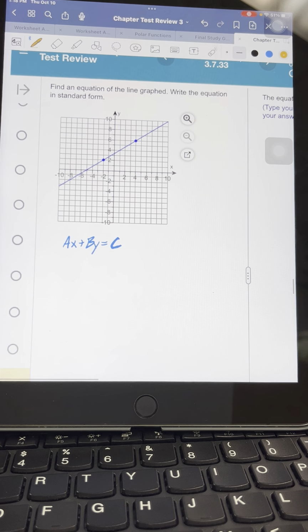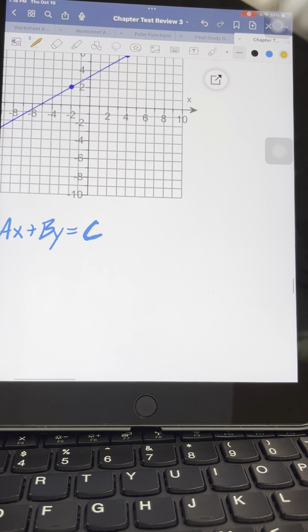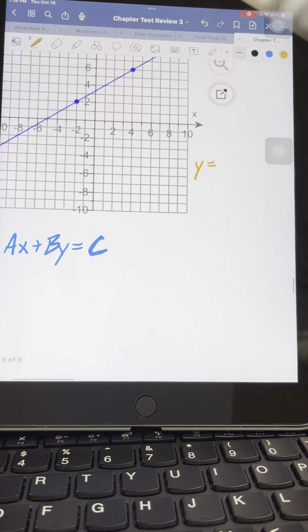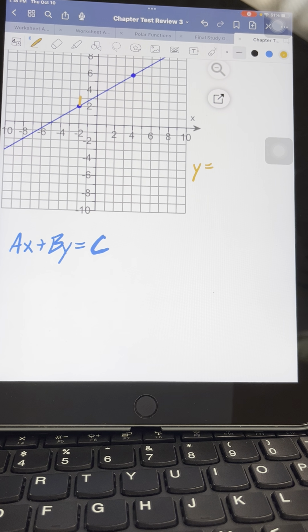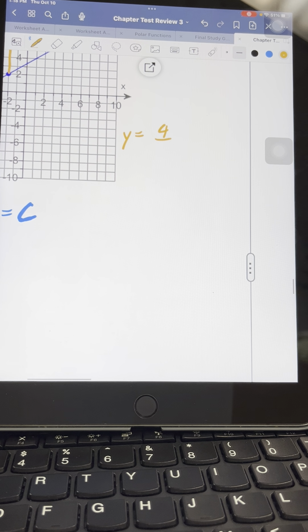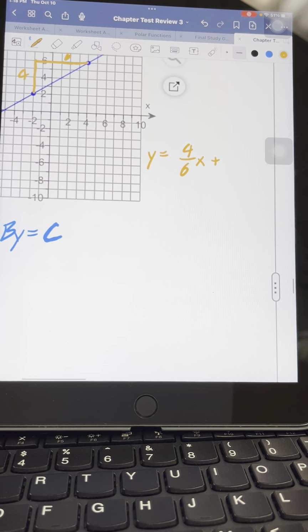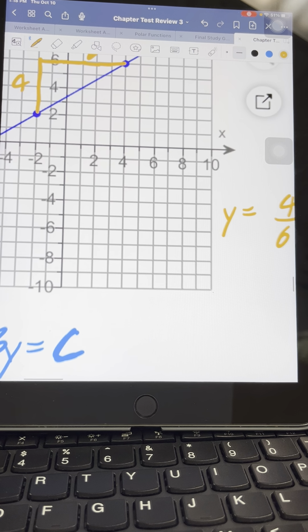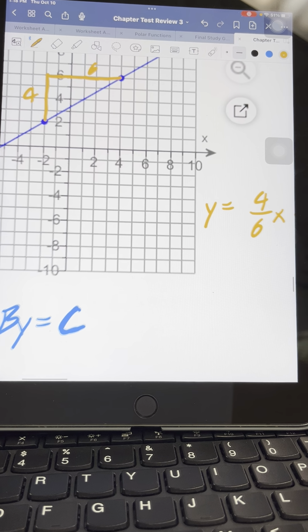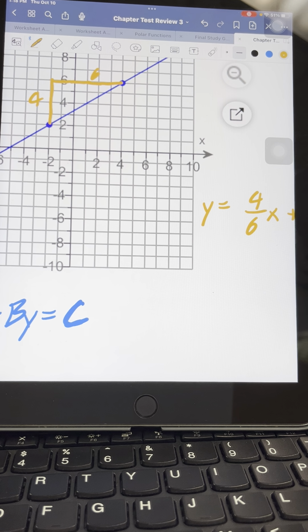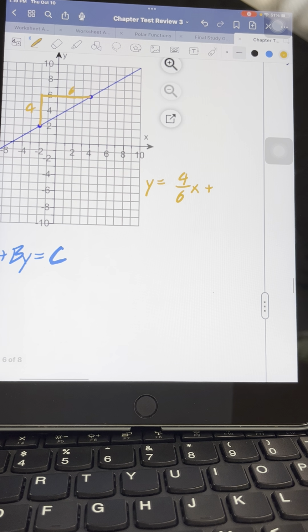So y equals, what's my slope? Let's see. 1, 2, 3, 4. So we went up 4. 1, 2, 3, 4, 5, 6. So up 4, to the right 6, x plus what? What's the y-intercept? Oh, dang, yeah. Okay. I don't think we're going to be able to put it in this format because my y looks a little sketchy. I don't know what it is. I can't figure it out exactly.